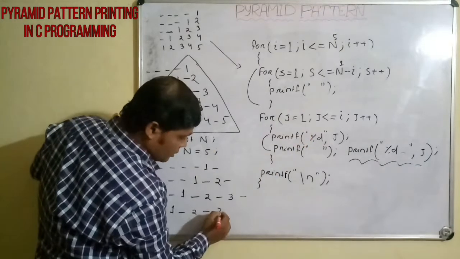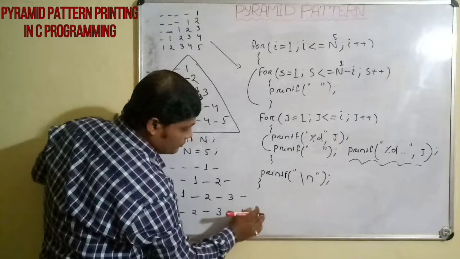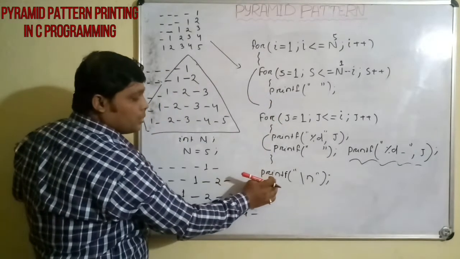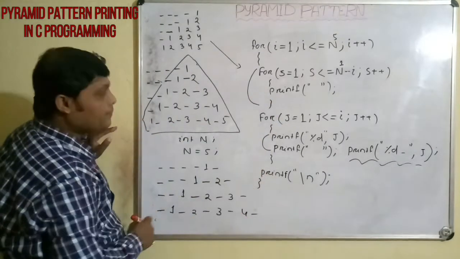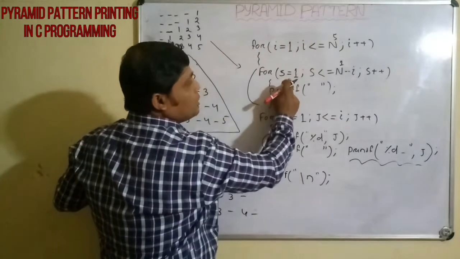Then J value is 3, 3, 1 space. J value is 4, 4, 1 space. Clear? When J value will be 5, it will go out of this loop. Then it prints a backslash n and goes to the next line. When I value will be 5, 5 less than equal to 5, yes.